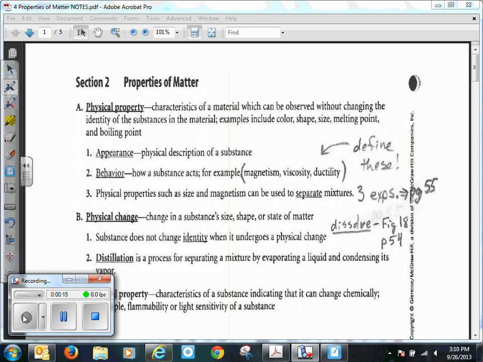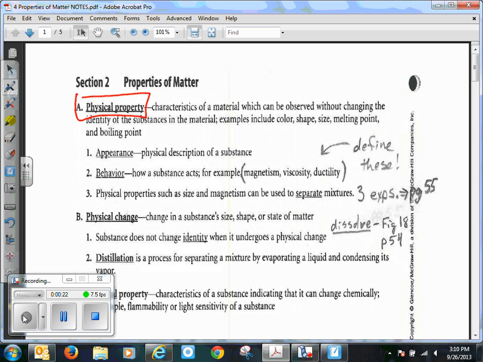But here for your notes, which you can find on Moodle too, we have, first of all, physical property. The technical definition of a physical property is a characteristic of a material which can be observed without changing the identity of the substance in the material. Examples include color, shape, size, melting point, and boiling point.